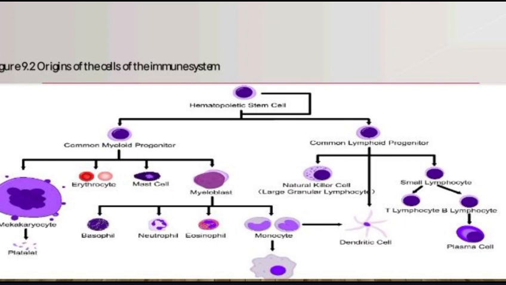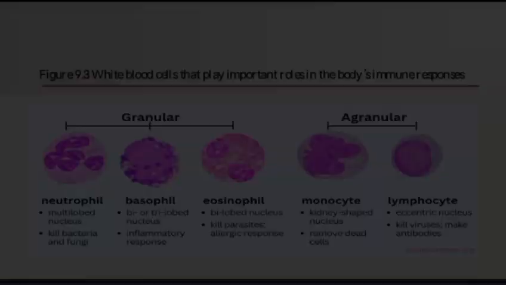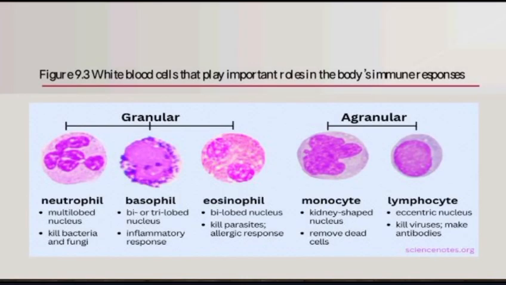We can see also the dendritic cell, which is present in the common myeloid progenitor and in the common lymphoid progenitor. So the next figure contains the white blood cells that play an important role in the body's immune responses. There are two types of white blood cell, the granular and the agranular. Granular cells have granules in the cytoplasm and a lobed nucleus, while the agranular is a white blood cell without granules and only a single lobe.